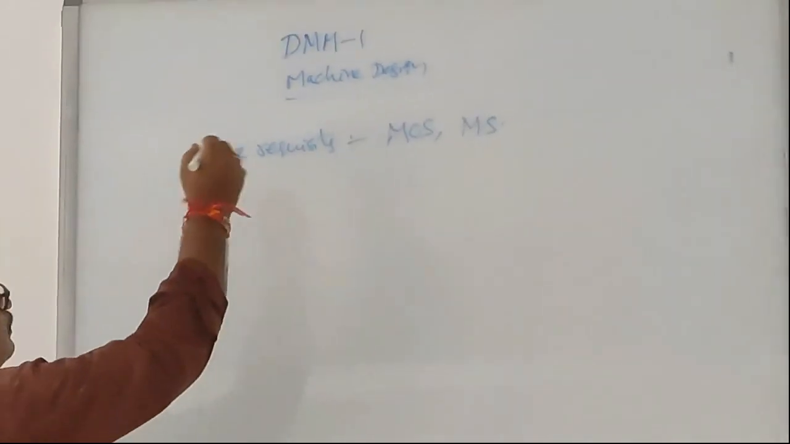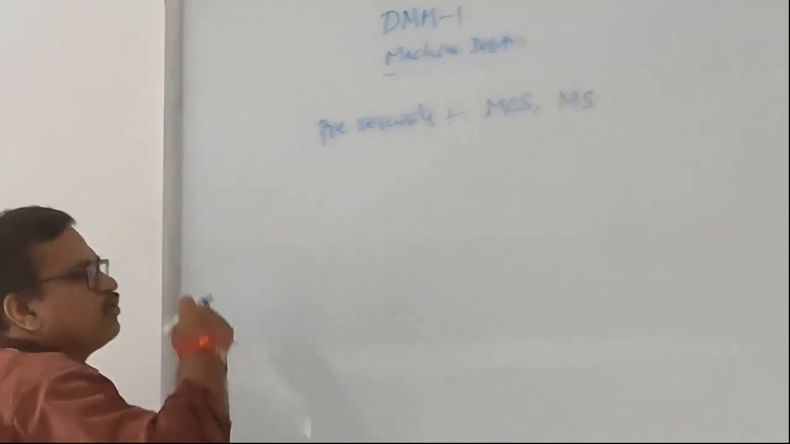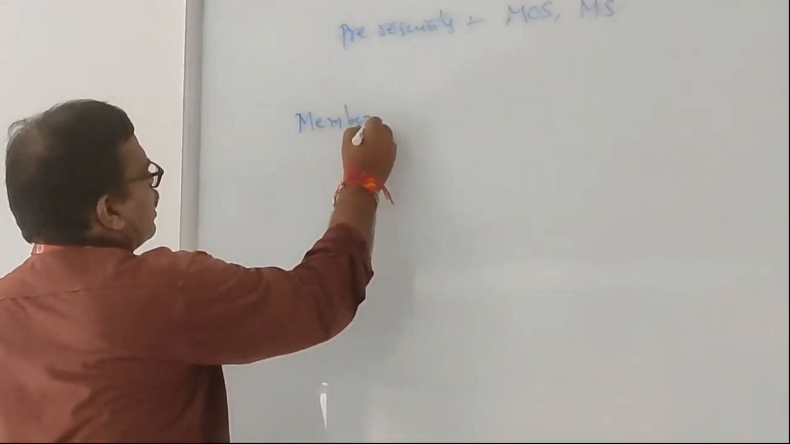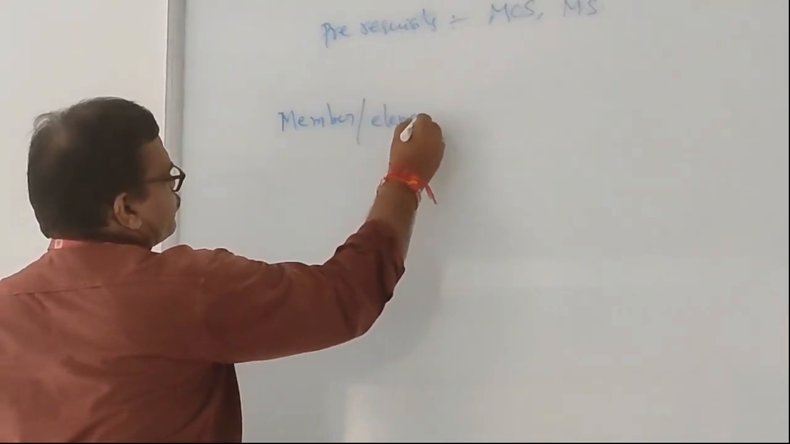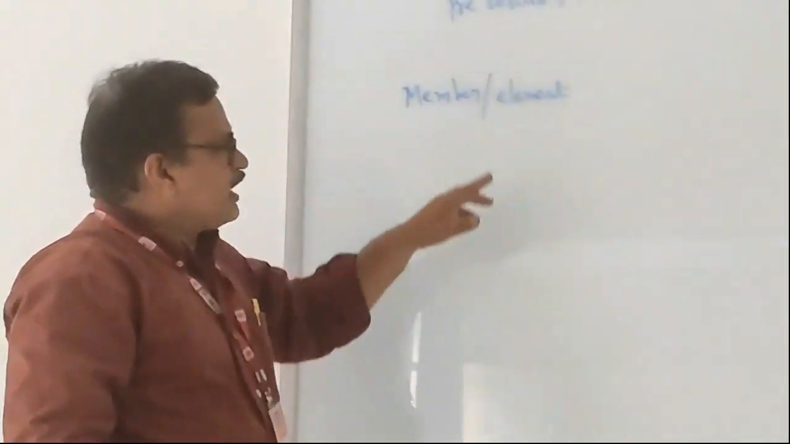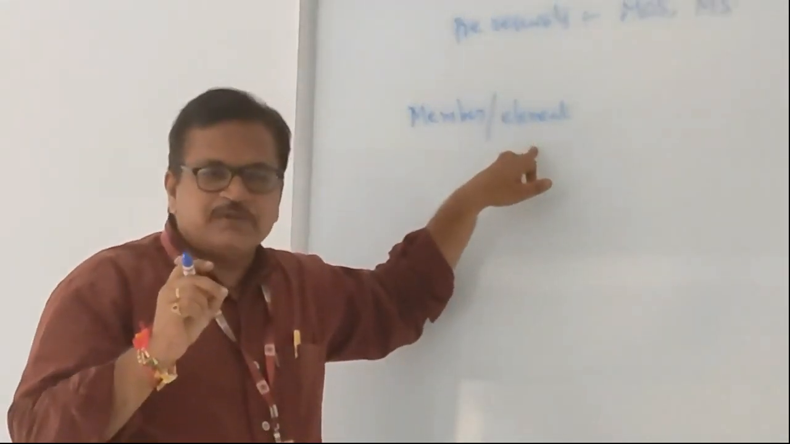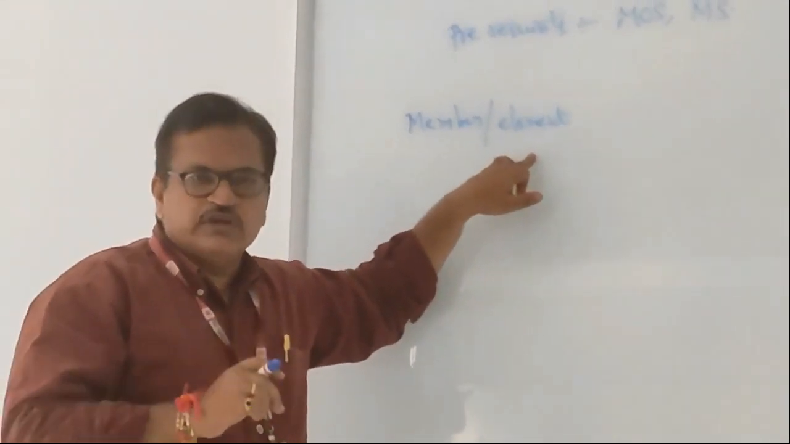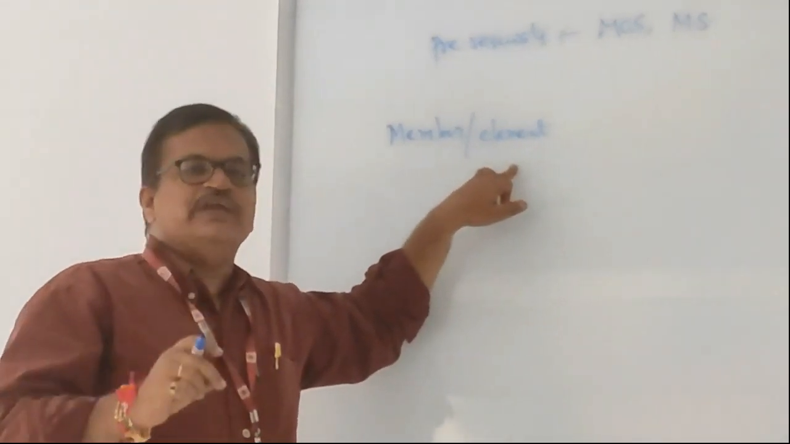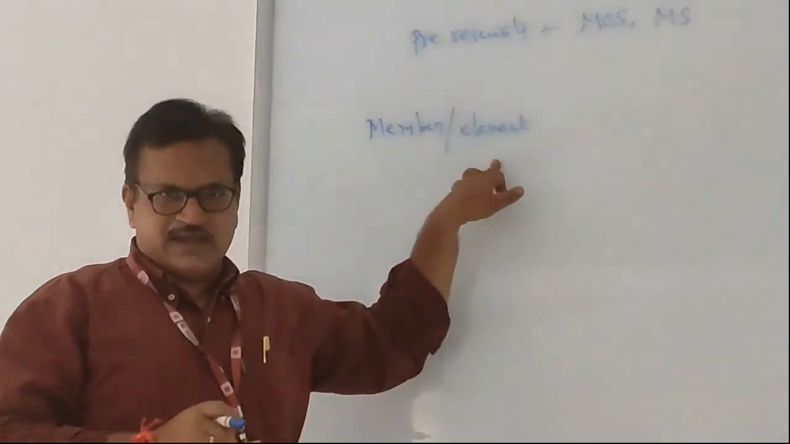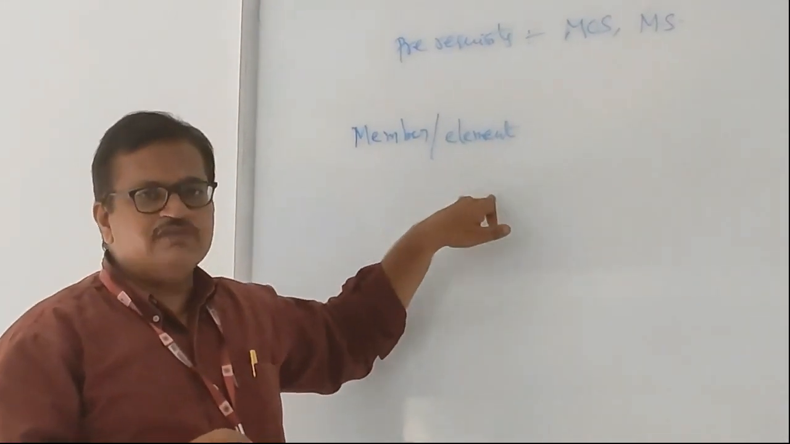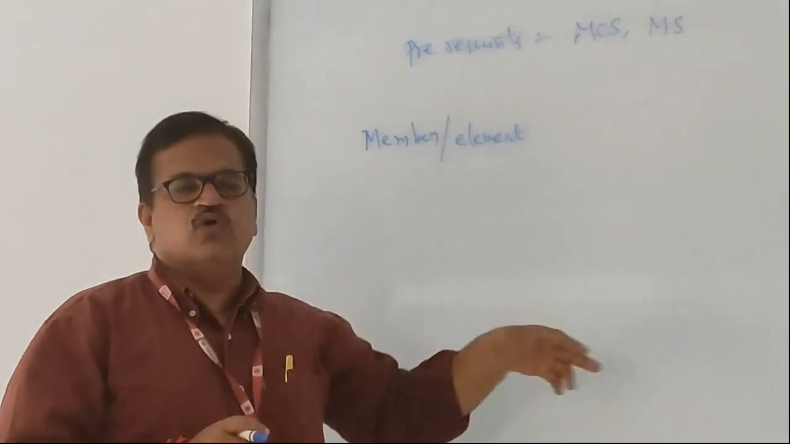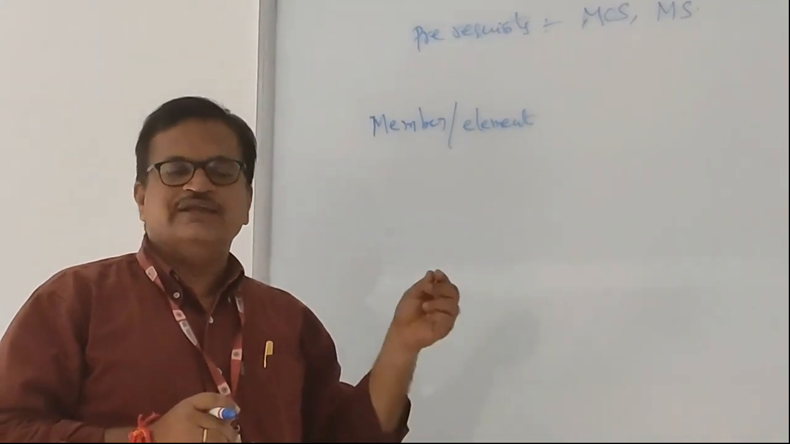Now, let us talk about how you are going to design an element or a member. The design is either we are going to determine the dimensions of the member or we are going to determine the maximum amount of load it can carry before failure occurs. Before the member is subjected to failure, the dimensions or the maximum load it is going to carry are determined.